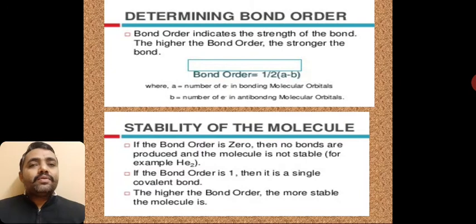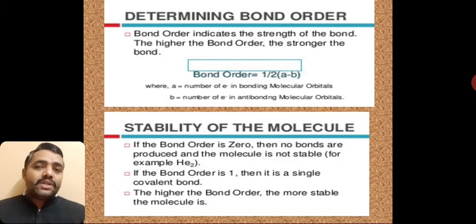A means the number of electrons in bonding molecular orbitals, B is the number of electrons in anti-bonding molecular orbitals. We can count how many electrons are in bonding molecular orbitals and how many in anti-bonding molecular orbitals, and divide by 2. Easily you can calculate the bond order. Bond order indicates the strength of the bond: as bond order increases, the strength of the bond increases. Bond order decreases, strength of the bond decreases. The higher the bond order, the stronger the bond.